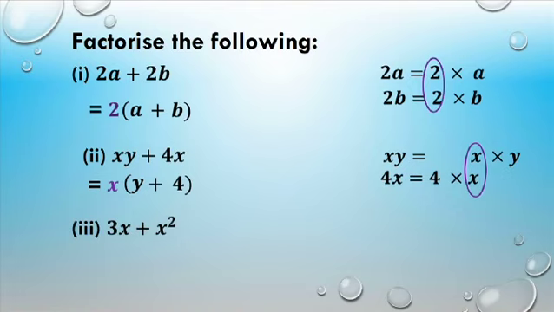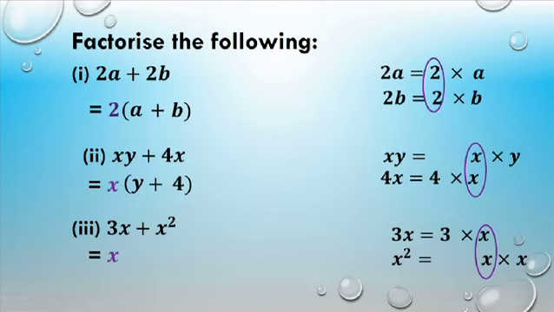Third example, 3x plus x squared. So 3x can be written as 3 times x. X squared is written as x times x. So what is common here is x. So again, I have x common. So for the first term, 3 is left. Because I have a plus, I keep the plus. For the second term, x is left. So 3x plus x squared can be factorized as x into 3 plus x.